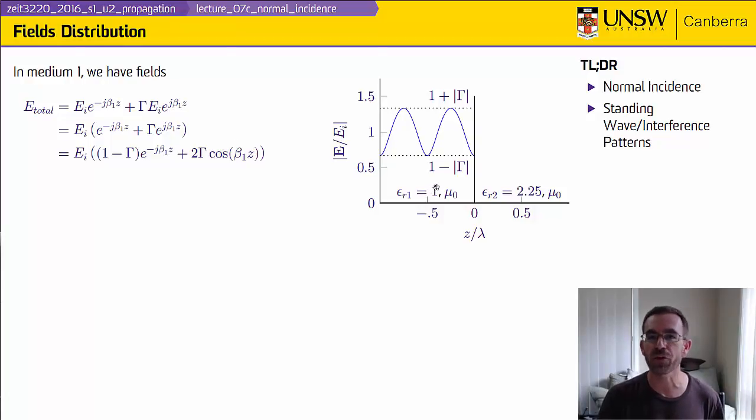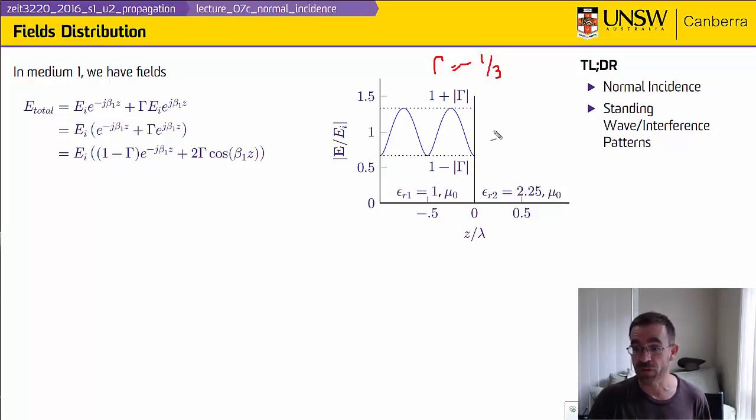On the left, I've got free space, and on the right, I've got a medium with dielectric constant 2.25. It corresponds to the dielectric constant of glass at optical frequencies. And if I plug this into my reflection coefficient, I get gamma equals minus 1/3. So that's the value that I get for this particular problem.